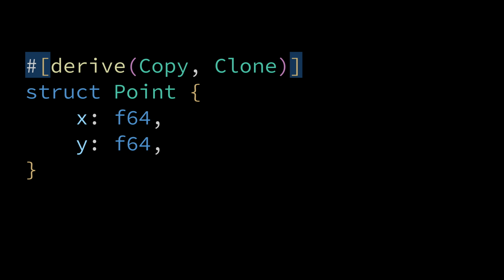The hash with square brackets applies an attribute to the item that follows, in this case the type declaration. And the derive attribute says, hey compiler, give me the automatic implementation of some traits on this type. The copy trait is the one we want. It's the ability to implicitly make a copy when a value of this type is used by just making an exact copy of the bytes that represent the value, like with memcopy. And we also need the clone trait because the copy trait requires the clone trait.